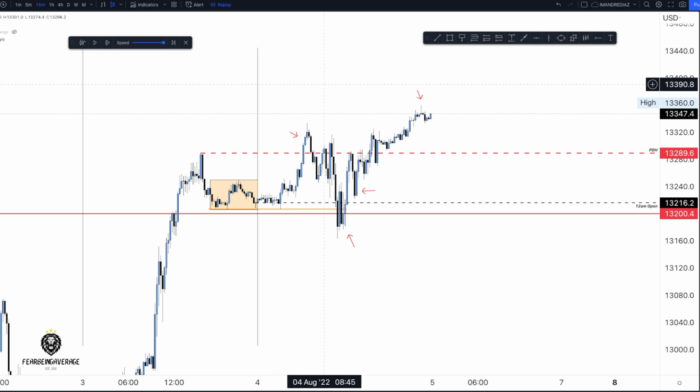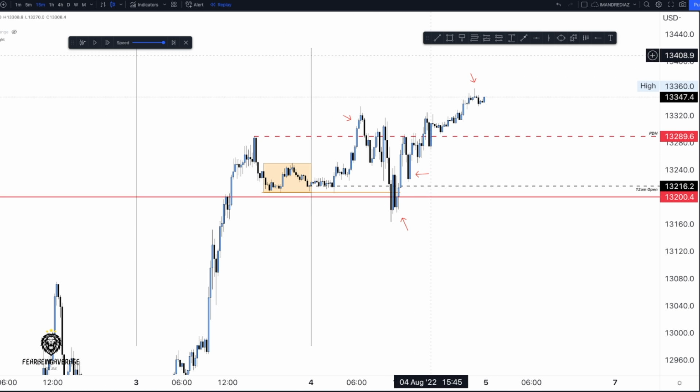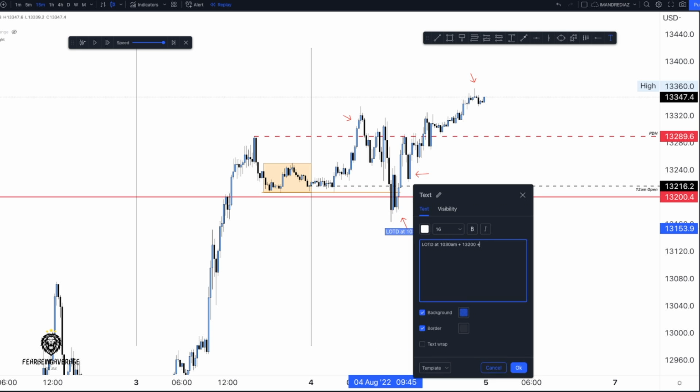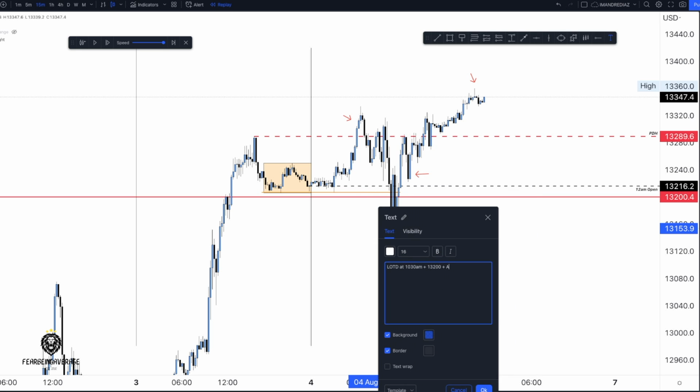So now that we held that level, what ended up happening? Price ended up creating the low of the day at this time. We got the low of the day at what time? The lowest point was at 10:30. So let's annotate that. Low of the day at 10:30 a.m. along with the 13,200 big figure level rejection. What else happened? The Asian range lows got ran.